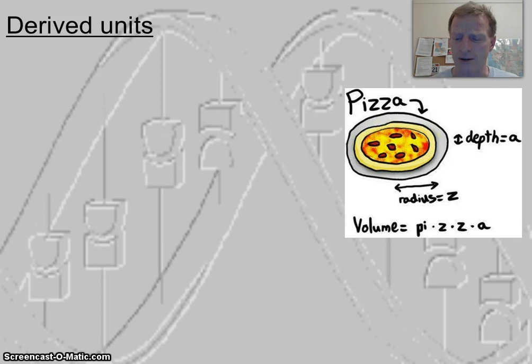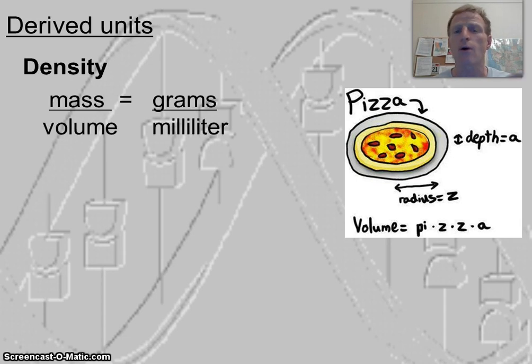So these are derived units. We won't be calculating the volume of pizzas, but we will be calculating things like density. So a density is two different units, right? We have mass over volume. And typically the small solutions we'll use in biology class will be grams over milliliters.